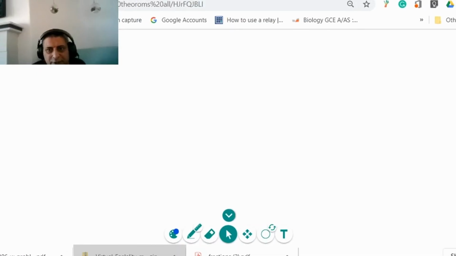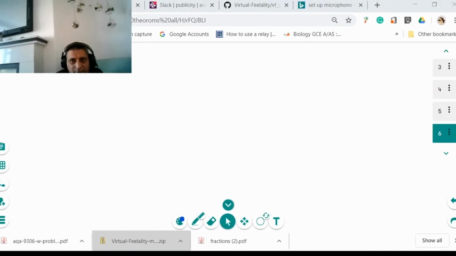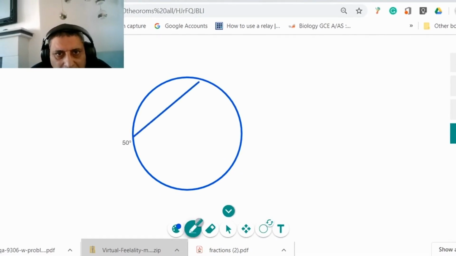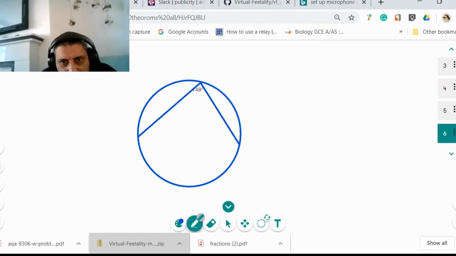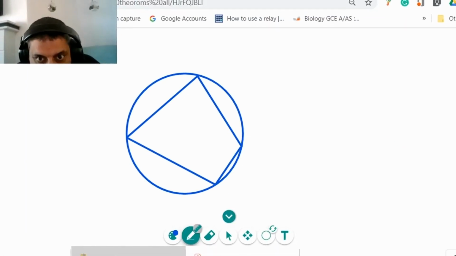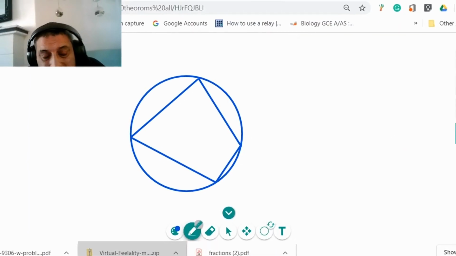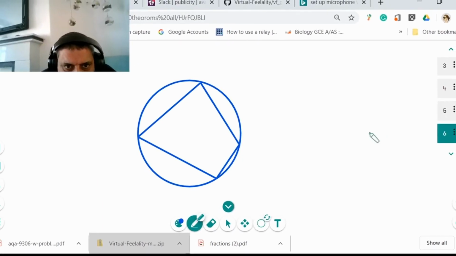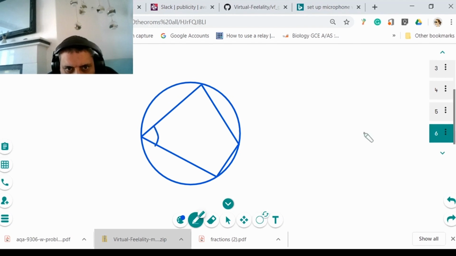223. Next circle theorem. I've got a circle. I've got a four-sided shape, more commonly called a cyclic quadrilateral. Cyclic means in round, round, round. Quadrilateral means four-sided.